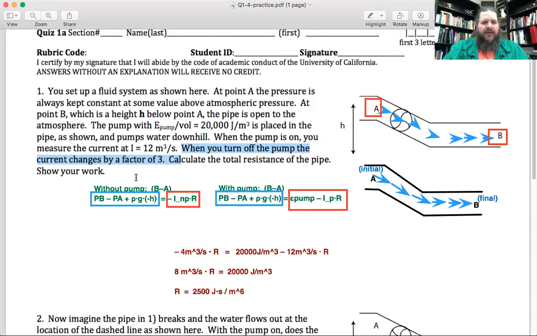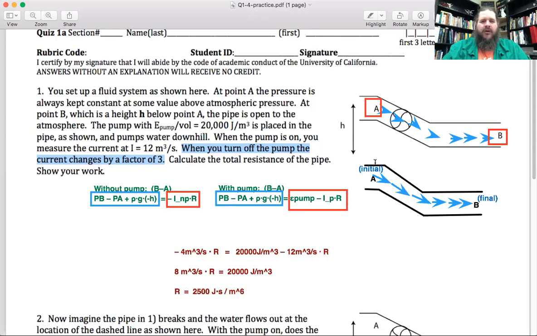And why did we divide by 3? It specifically tells us when we turn off the pump, the current changes by a factor of 3. Changing by a factor of 3 might mean being multiplied by 3 or might mean being divided by 3. So we're going to have to choose which one. Presumably, the absence of the pump would make the current flow slower than it did before. So I would choose dividing by 3.